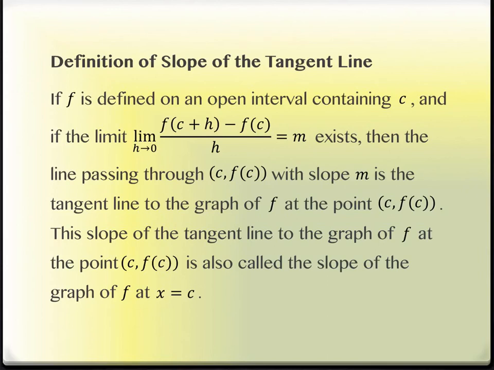And the slope at the point c, f of c is also called the slope of the graph. So if you hear slope of the tangent line or slope of the graph, those words mean the same thing. The reality is there's some other words that mean the same thing as those as well, and we will add those to our list of equal statements as we work our way along. Right now we're finding slopes of tangent lines, slopes of graphs.